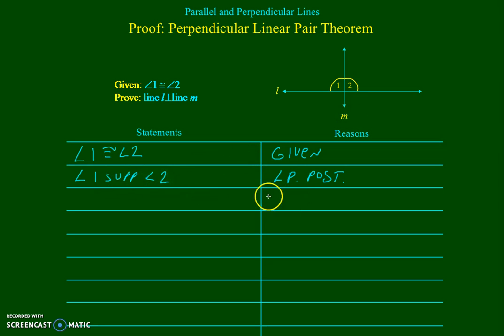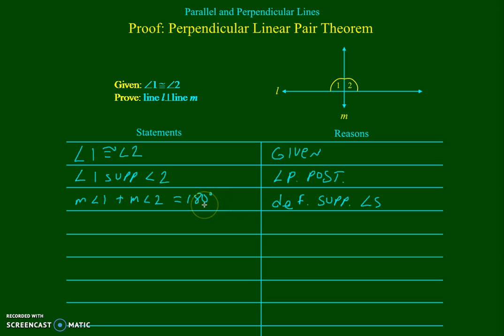So now that we've stated that these are supplementary angles through the linear pair postulate, what does that tell us? It tells us that the measure of angle 1 plus the measure of angle 2 is equal to 180 degrees, because that's the definition of supplementary angles. So that's going to be our next statement. Now we have to figure out where to go from here.